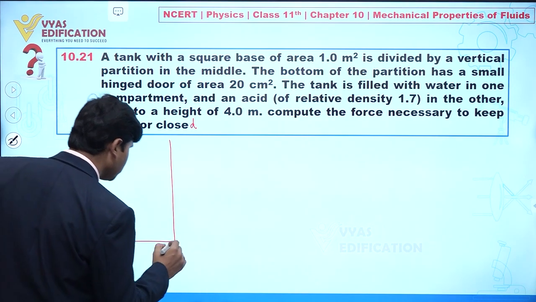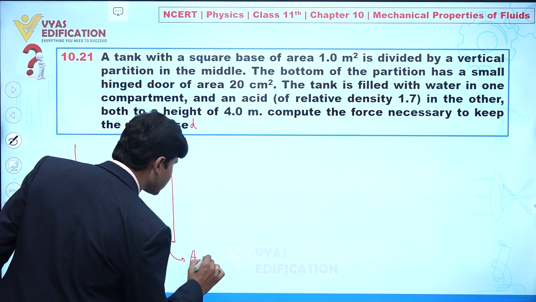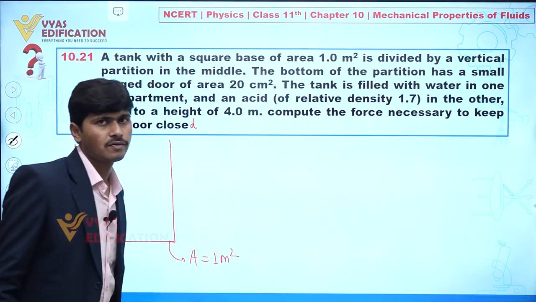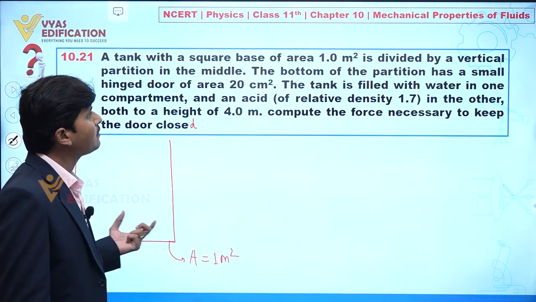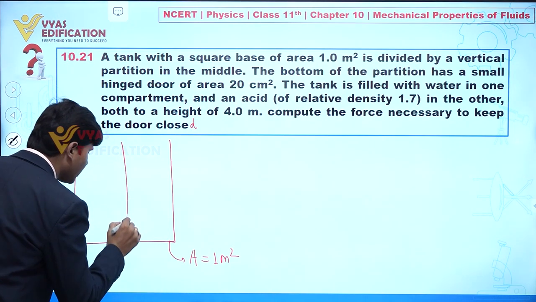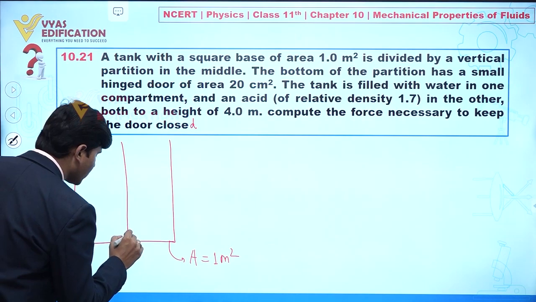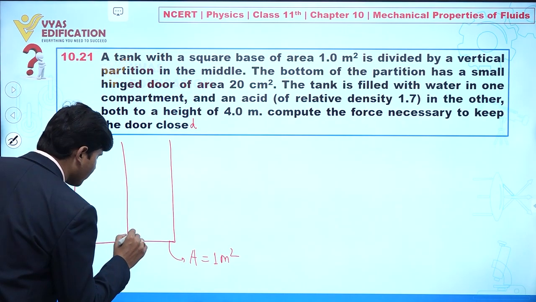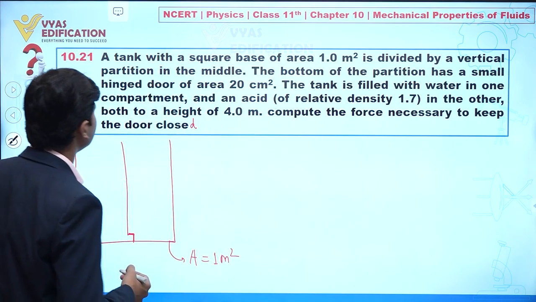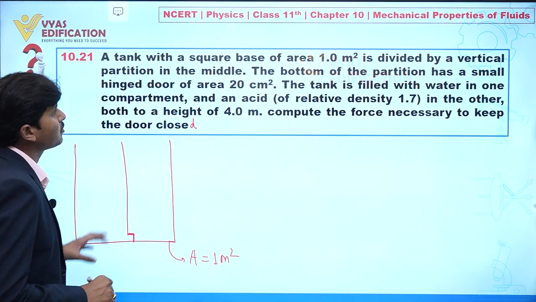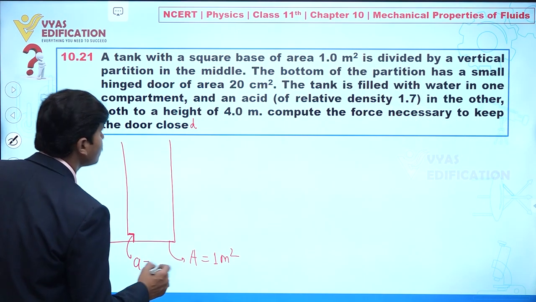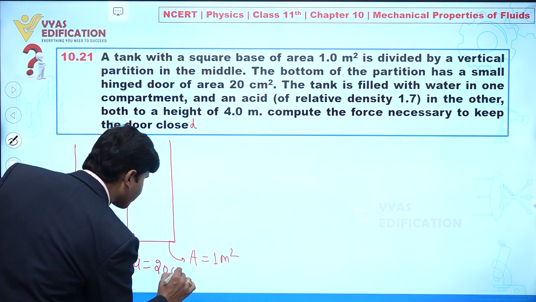So you can assume this base is a square and the area given is 1 meter square. Now it is divided by a vertical partition in the middle. Let's suppose I have this vertical partition here. The bottom of the partition has a small hinged door, and its area is given as 20 centimeter square.